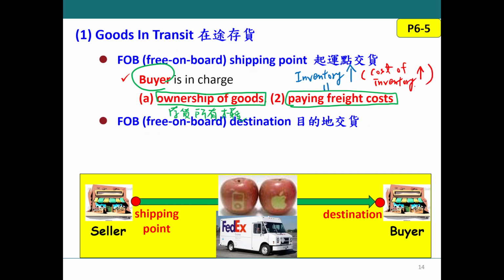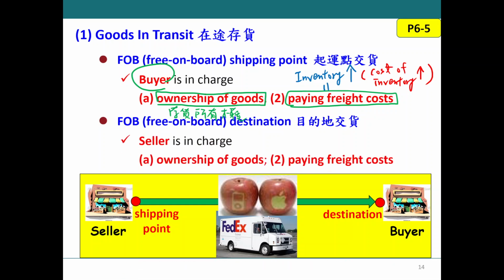Okay? How about FOB destination? All about sellers. So sellers have these two apples. Sellers pay the freight cost. Remember, when you are the sellers, you pay the freight cost. So the freight cost will make what increase?